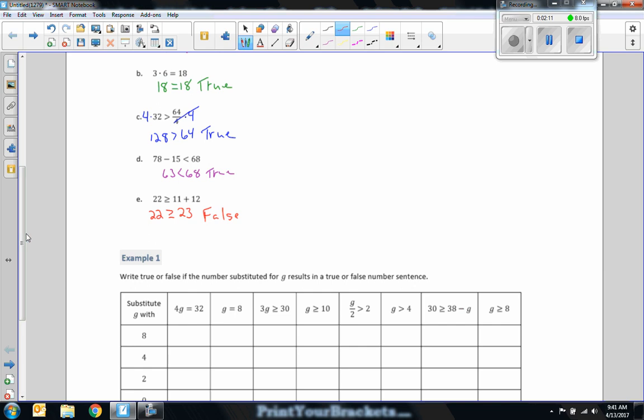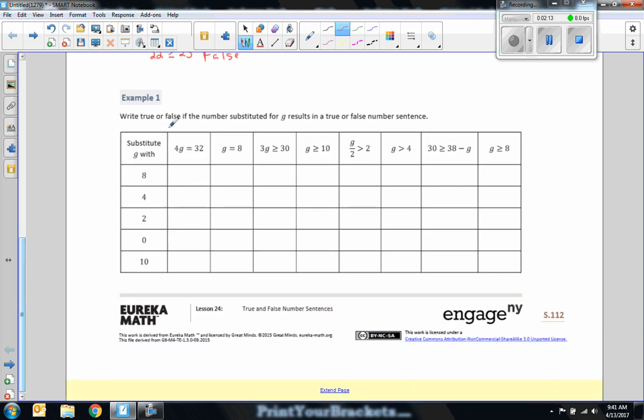That is false. Okay, so example 1. Write a true-false statement if the number substituted for G results in a true or false number sentence. So we have to substitute G with these values. We're given an equation, and we're given an inequality all the way across. And it says write true or false if the number substituted is true or false in the sentence.